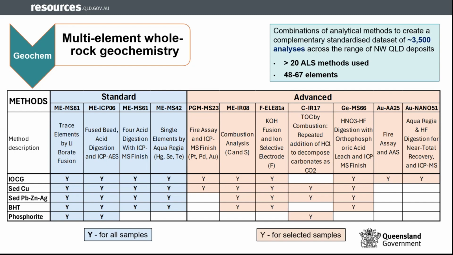So when I look at this recent data set we collected, you can see I counted over 20 different ALS methods in these data sets. So this data will be available very soon. We already put it together. It's in the process of being released.